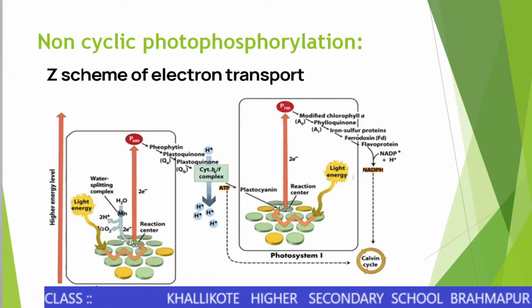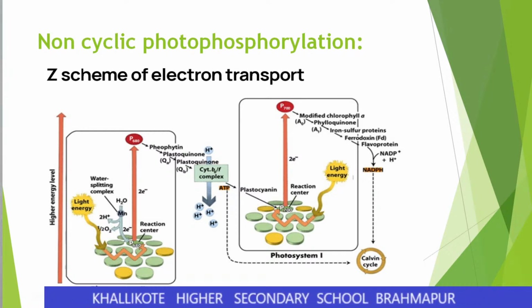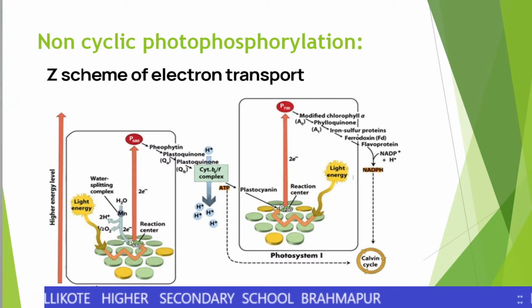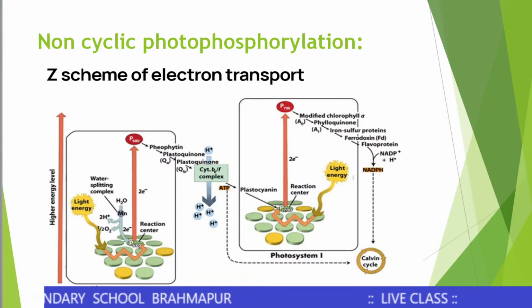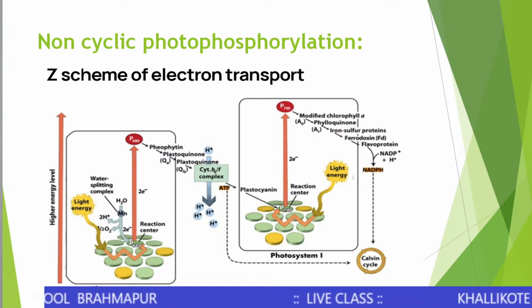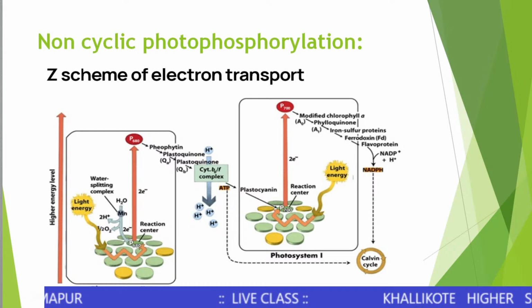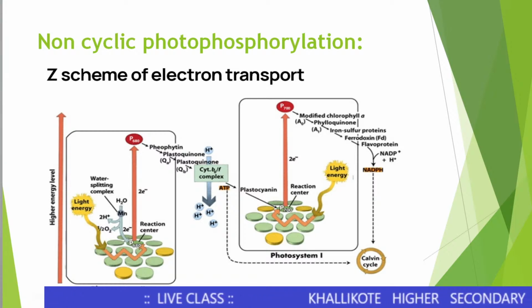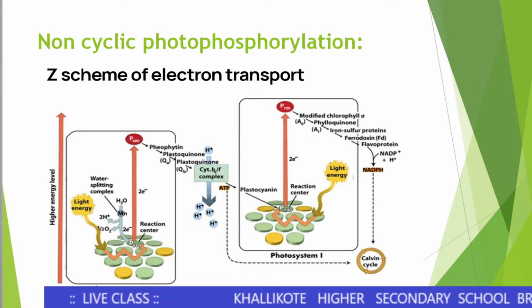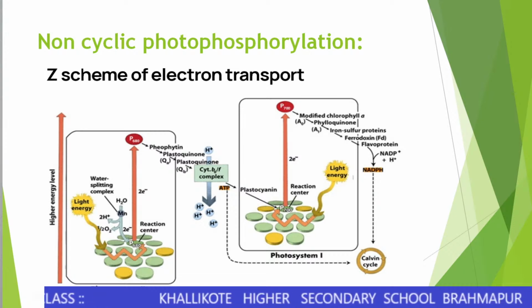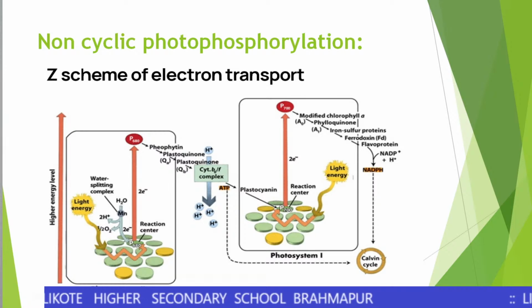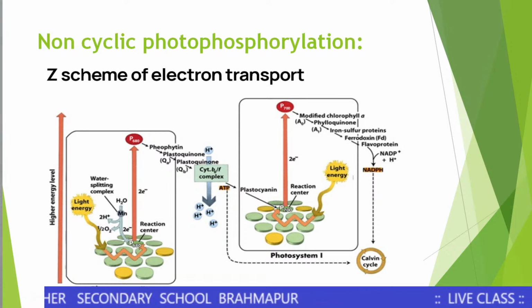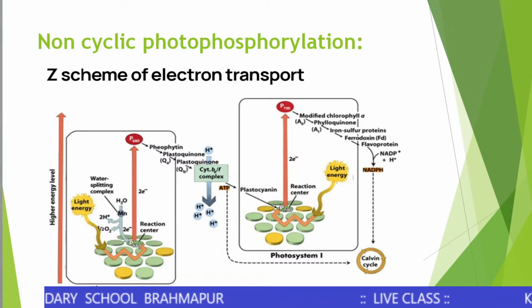So first, coming to how the electron is transported in non-cyclic photophosphorylation. Photosystem 2 is first activated. Photosystem 2 has a reaction center molecule of P680 surrounded by antenna molecules, which absorb wavelengths of light lower than 680, and also the shield pigments, the carotenoids.